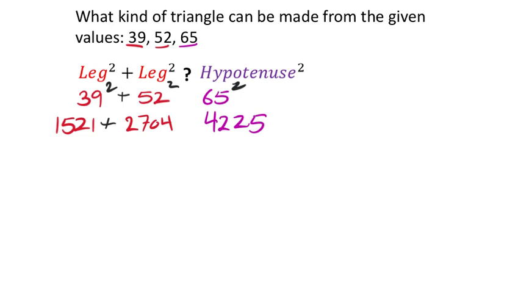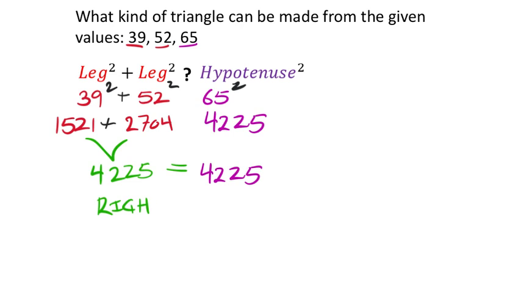So I'm going to add those 2 numbers together, 1,521 plus 2,704. Enter. I'm just putting that in my calculator. So when I add these two numbers together, I got 4,225. Now, I didn't know that was going to happen, but I know that 65 to the power of 2 is also 4,225. I have an equal sign here. In fact, since these are equal, now I know that I have a right triangle, because the sum of the squares of the legs is exactly the same as the hypotenuse squared as well. That's it. That's all we've got to do.